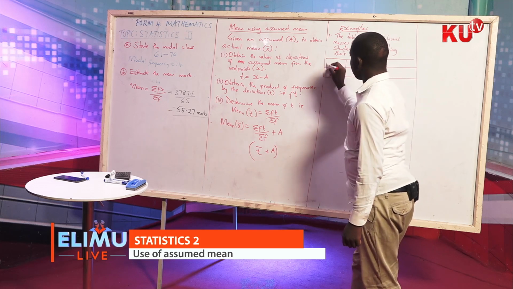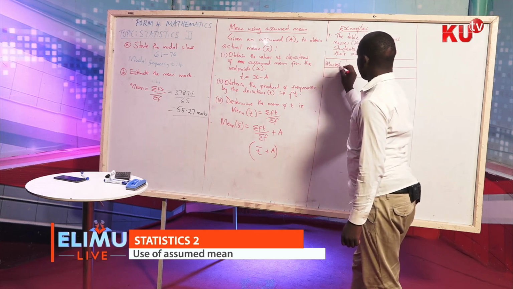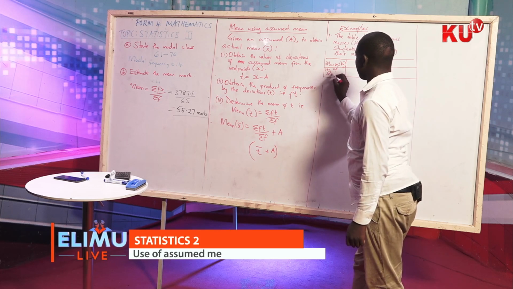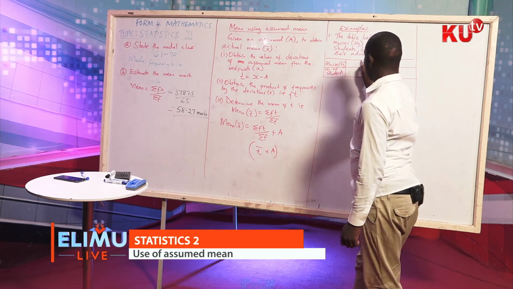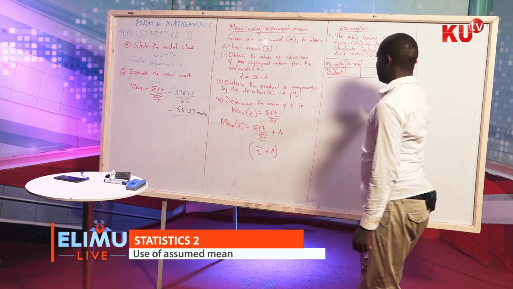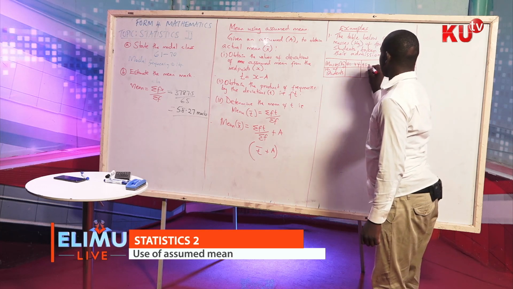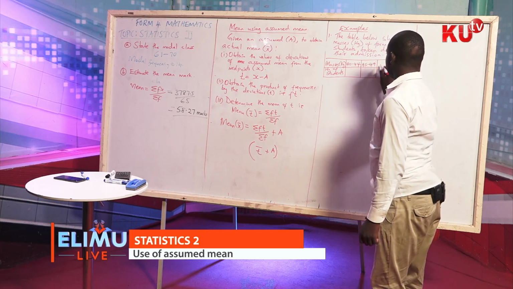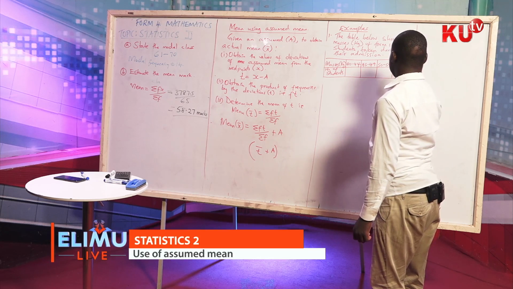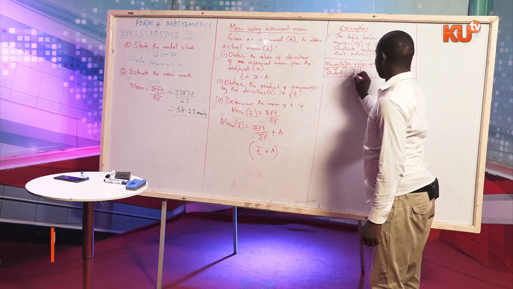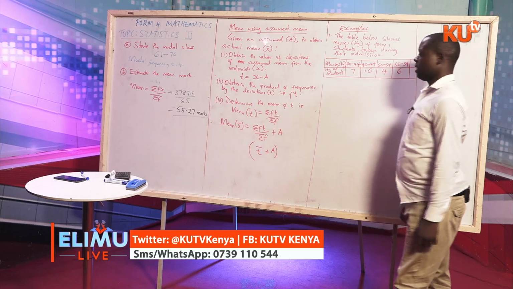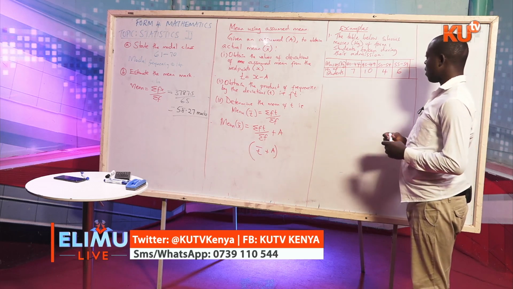So we'll have masses in kilograms, and then we have the number of students. We have 40 to 44, 45 to 49, 50 to 54, 55 to 59. And the entries are 7, 10, 4, and 6. Those are the entries that we had as regards to the number of students.